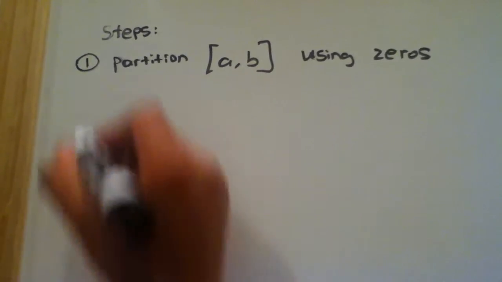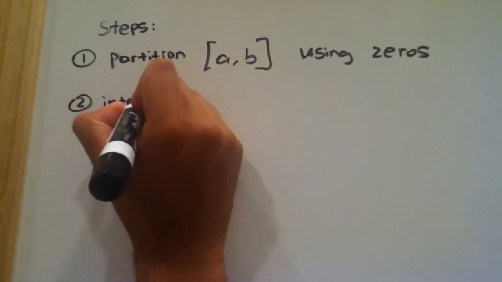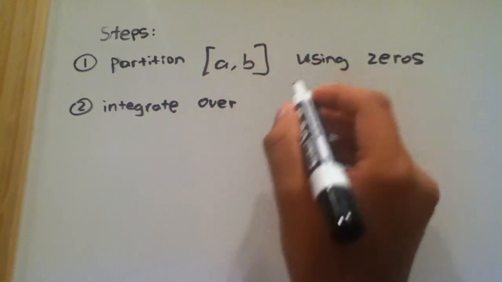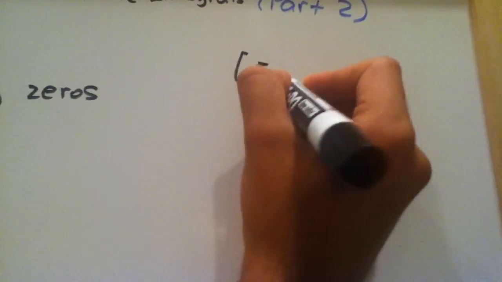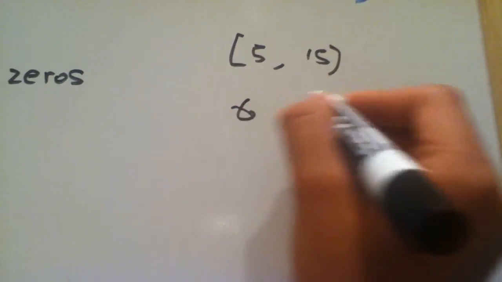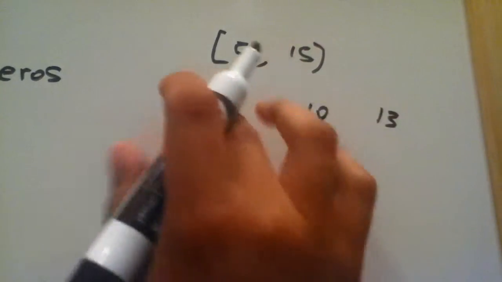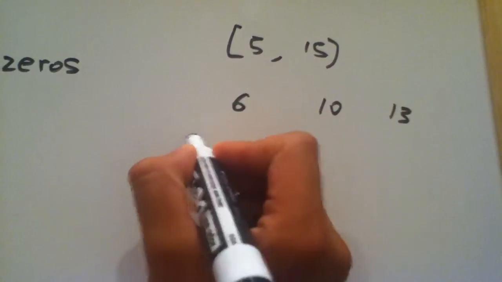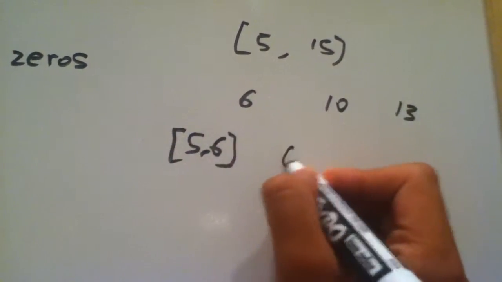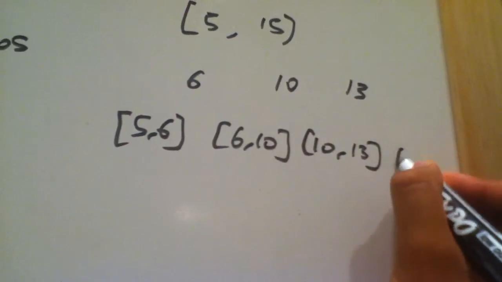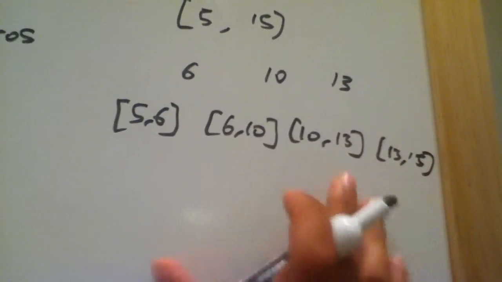And then you should integrate over these new subintervals. So if you have something that goes from 5 to 15, and you have zeros on 6, 10, and 13, then you have to integrate first from 5 to 6, then from 6 to 10, then from 10 to 13, and then from 13 to 15. So you have to integrate on all these separate subintervals.